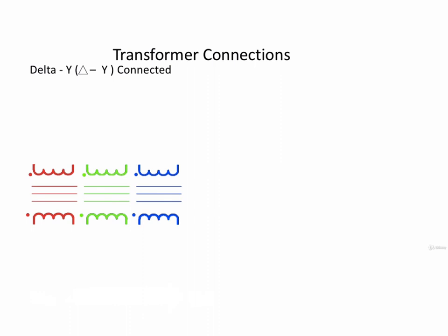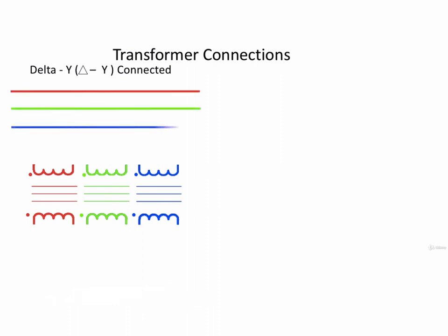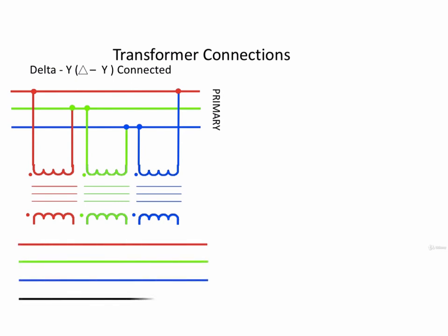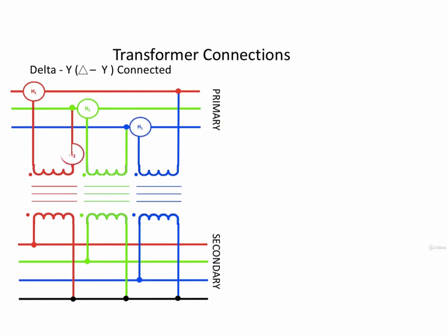For a delta to Y transformer, one terminal of the primary terminals are connected to the system lines or buses. The other terminals of the high side are connected to the adjacent primary terminal. On the secondary, one terminal of the secondaries are connected to the low voltage system lines or buses, while the other terminals are connected together to form a neutral, which means that the H1 terminals are connected to the individual phase conductors. The H2 terminals are connected to the adjacent H1 terminal.